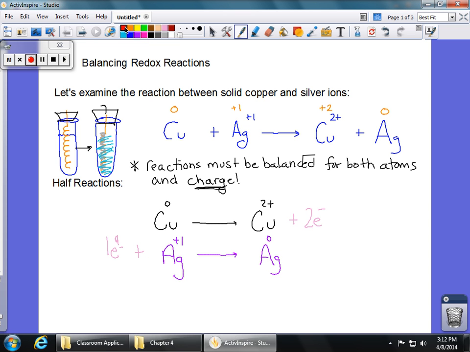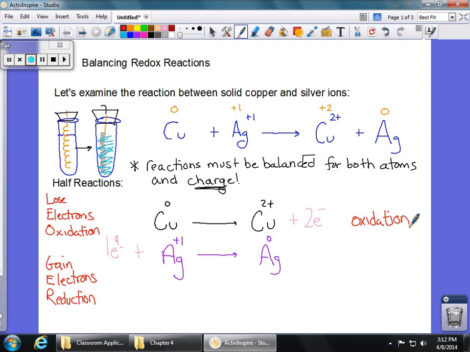Which one is oxidation and which one is reduction? Well, if you remember back, Leo the lion says GER was one of our tricks for us to help remember, where LEO meant lose electrons is oxidation, GER, gain electrons is reduction. For this reaction, copper is losing 2 electrons. That is our oxidation half reaction. Silver is gaining an electron. That is our reduction half reaction.